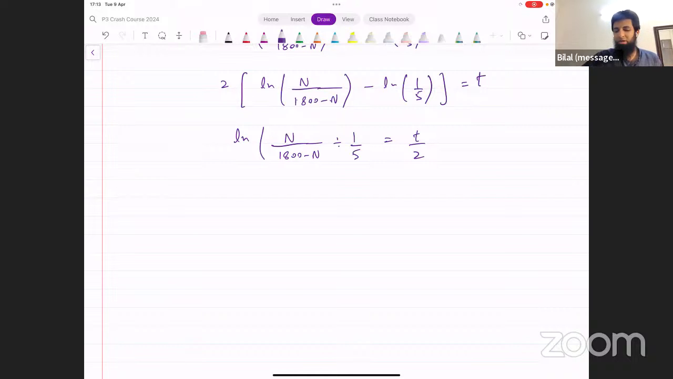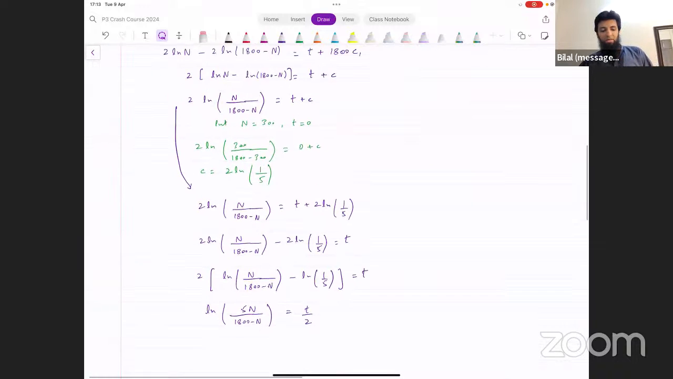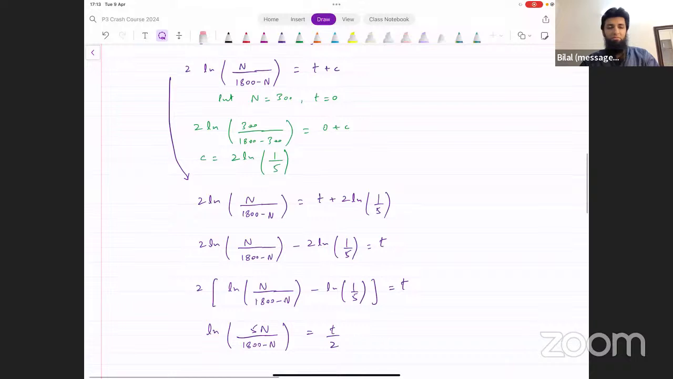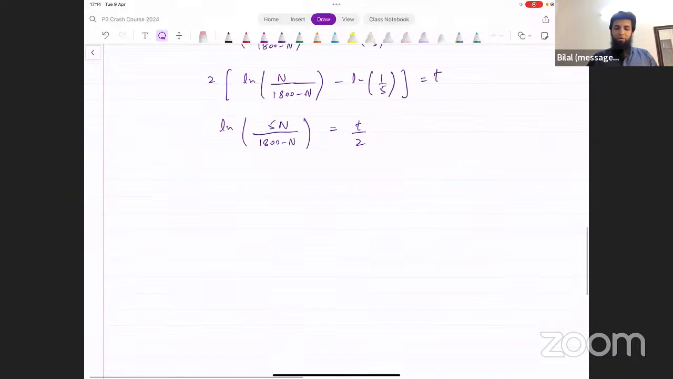What does that become? That becomes multiplied by 5. So we could write this 5 in the numerator like this. You've got 5n over 1800 minus n, and that equals t over 2. Any problem until this point? Any confusion? Does anyone have any questions until this point? No, sir. No? Okay, so what do we do at this point?